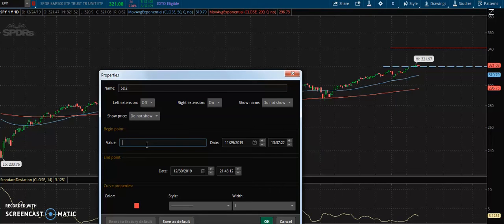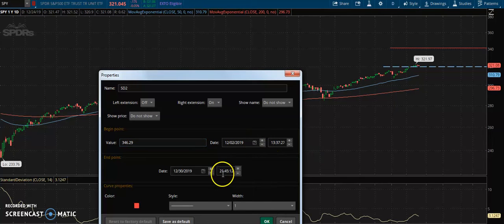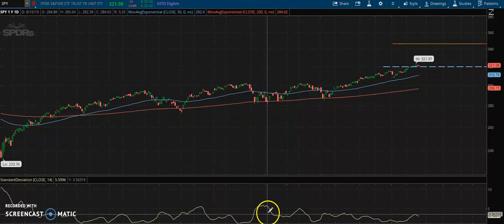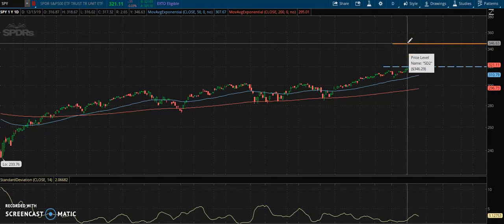So I'm going to type in the name SD2 so I can have a reference for it. We're going to put in our value of 346.29. And we can change the start date, so it'll show nicely on the chart, to December the 2nd. We're going to go in and edit our color, whichever color you like, and we'll leave it like that. All right, so if we go back up to the chart now, you can see SD2 is showing at 346.29.